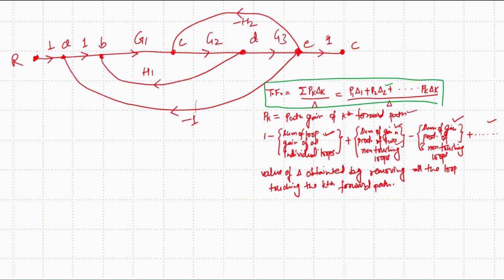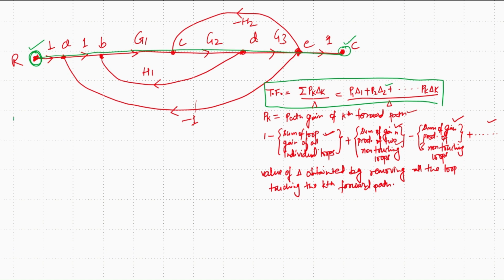So in this particular question, how many forward paths do we have? A forward path, as already discussed in the previous class, is the path which starts from the input node and terminates at the output node. So how many forward paths do we have in this signal flow graph? As you can see, we have only one forward path, which goes in this direction.